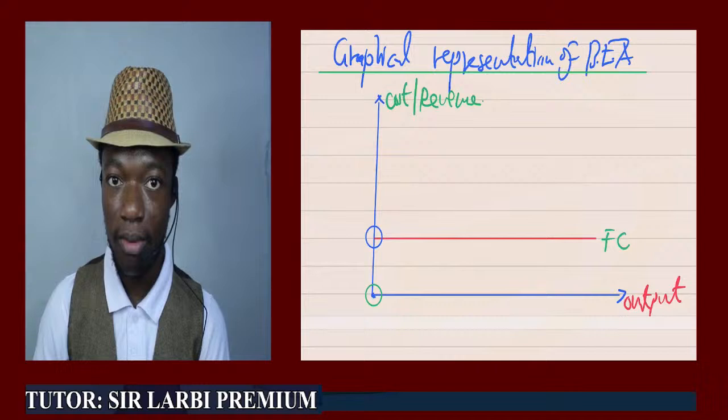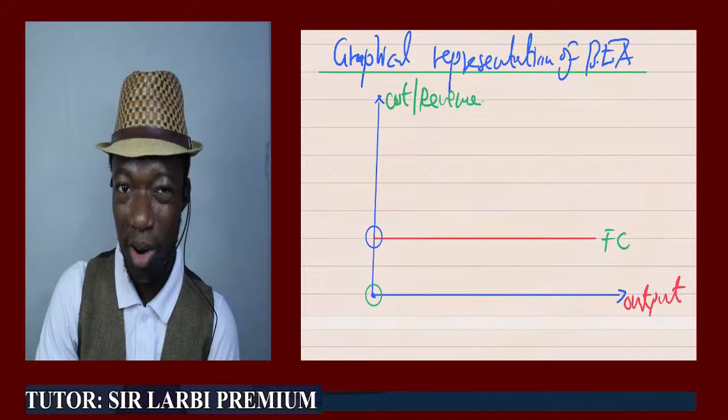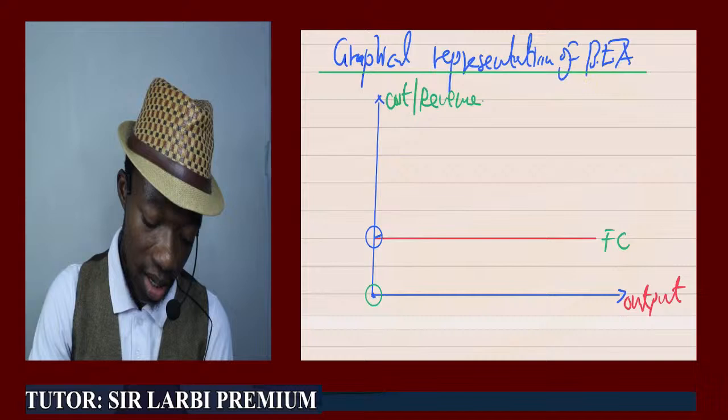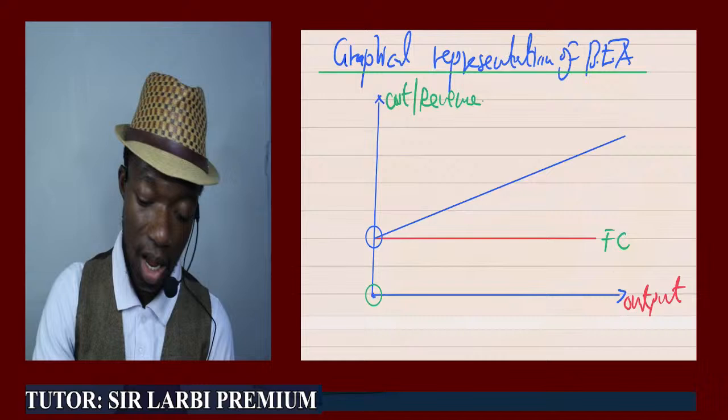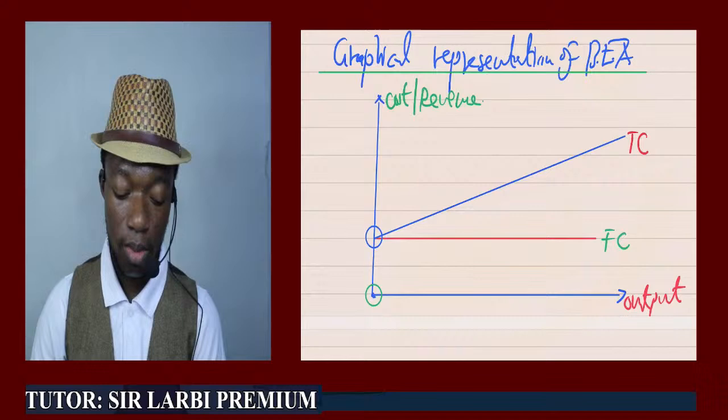So here we will have our total cost, starting from where the fixed cost is tangential to the cost or revenue curve. Something like this. Let me bring it down a bit for you. This gives us our total cost. It starts at the point where the fixed cost is tangential to the cost or revenue curve.